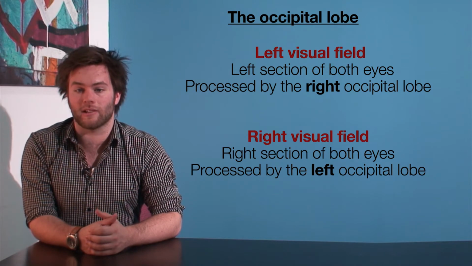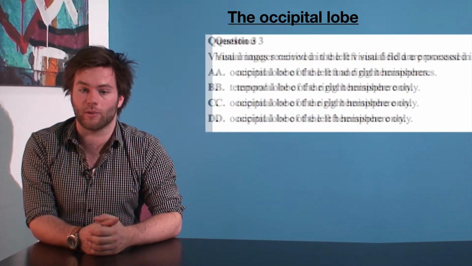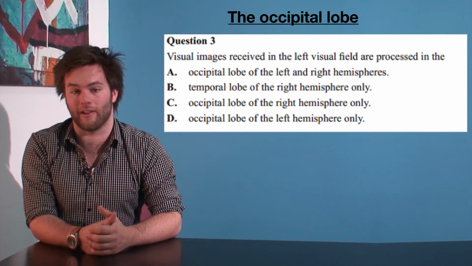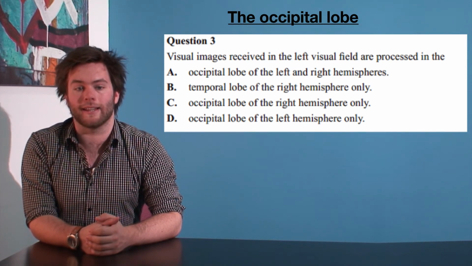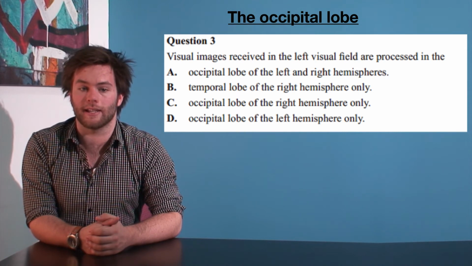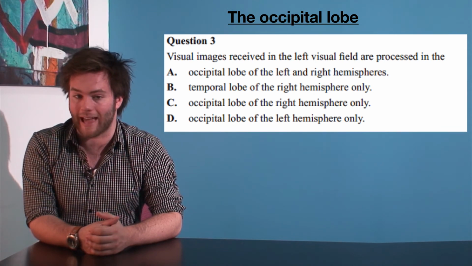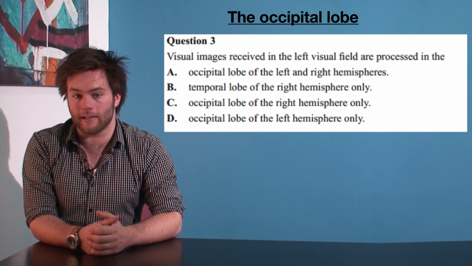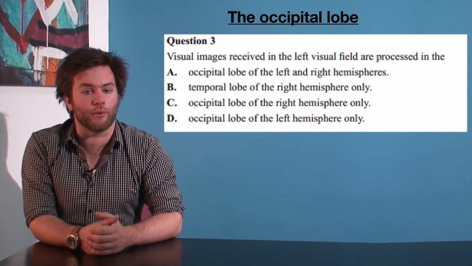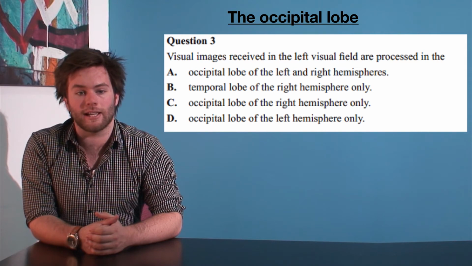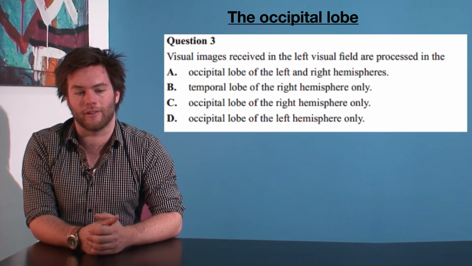This is handy information if we're trying to answer this multiple choice question from the 2010 VCE exam. It reads, visual images received in the left visual field are processed in the A. occipital lobe of the left and right hemispheres, B. temporal lobe of the right hemisphere only, C. occipital lobe of the right hemisphere only, or D. occipital lobe of the left hemisphere only.